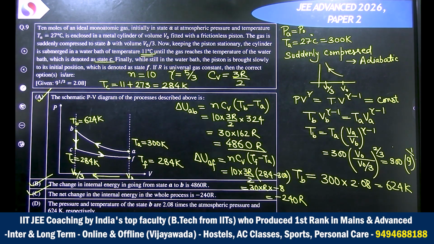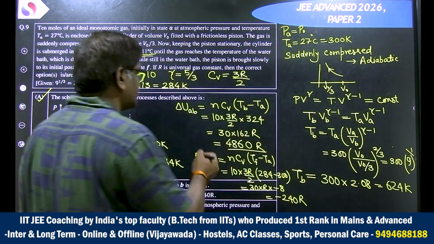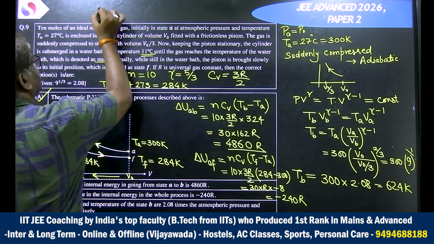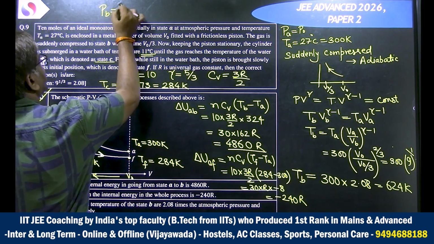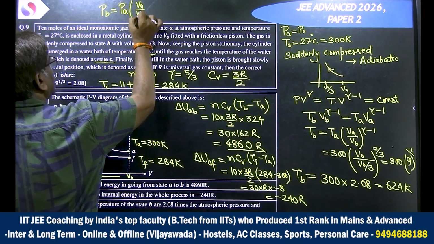Now last, the pressure at B. The temperature at B is 624, already we got it, so this is right. What about pressure? We need to check. So let's calculate the pressure also at B. Pressure at B will be pressure at A into VA by VB to the power gamma.